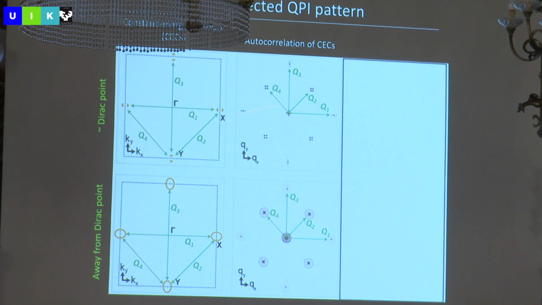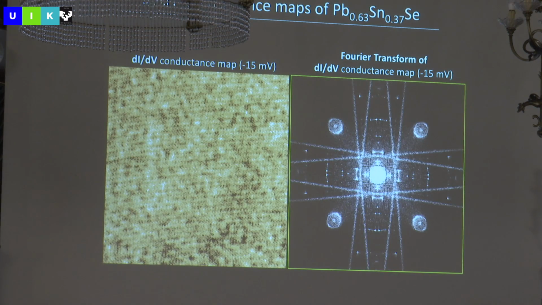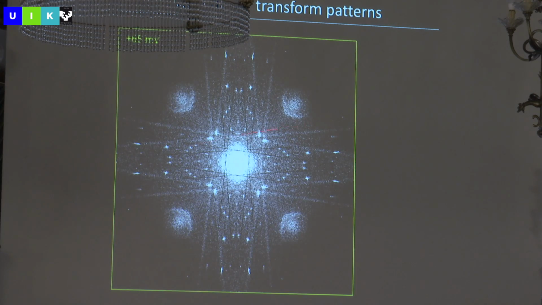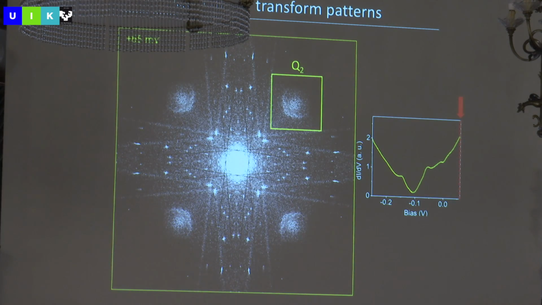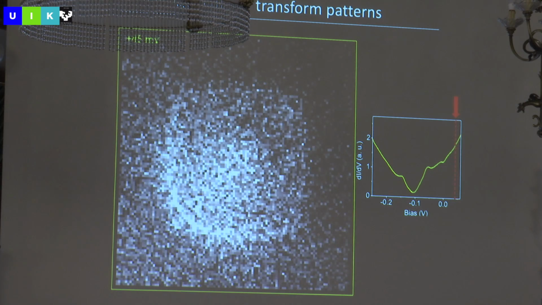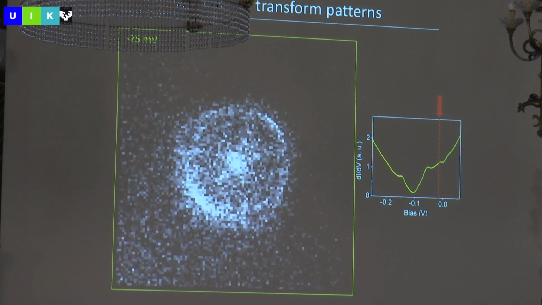Okay, so now what do we expect? We can guess that by doing an autocorrelation of these Fermi surfaces. So at low energies, if you do a Fourier transform, you should get this kind of a pattern, 4 dots. And then at high energies, you should get circles. Okay, so this is a high energy map. And now let me just zoom in here and do this as a function of energy. And you can see the circle, it's getting smaller and smaller and smaller.